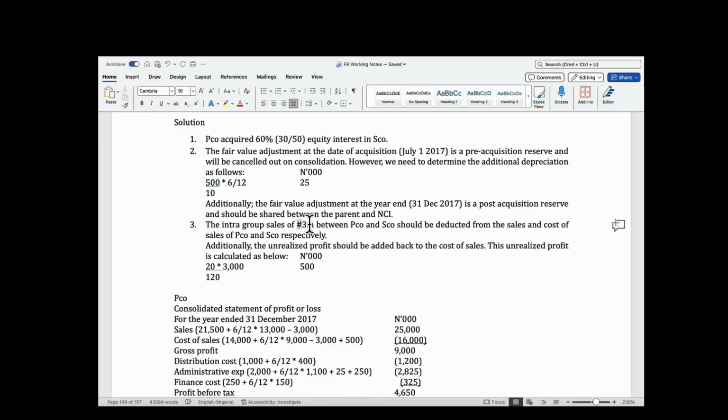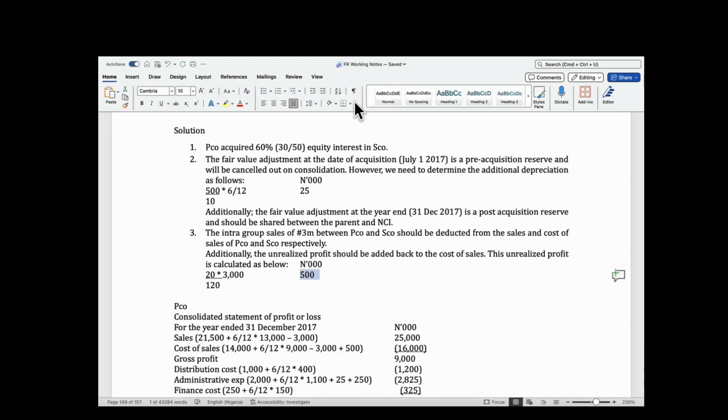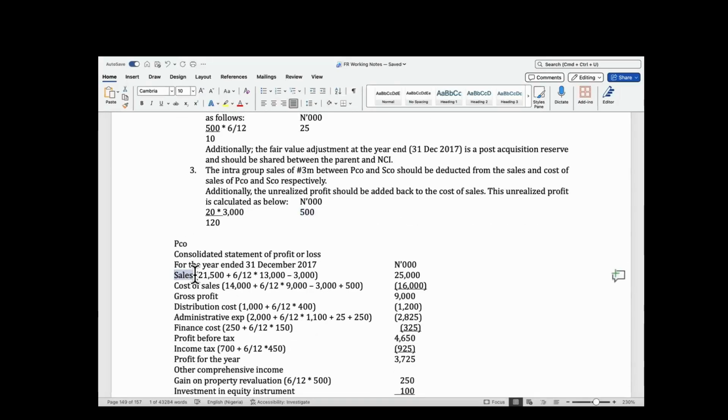Also, I told you that this 3 million will be cancelled out, and the unrealized profit will also be cancelled out by adding it to the cost of sales, and this is how we compute it, 500. That's all really. At your level, if you have been paying attention and revising, there is nothing difficult here. So let's determine our profit. Ordinarily in the exam, we'll work it out. We'll solve a past question now to round it up. You see how we're going to work these things out.